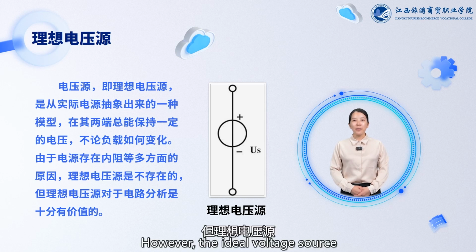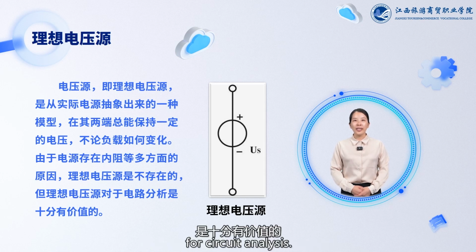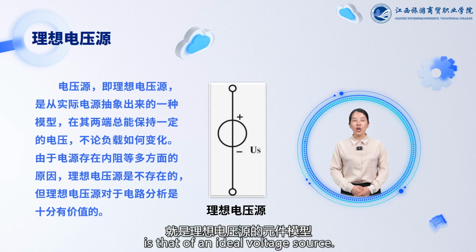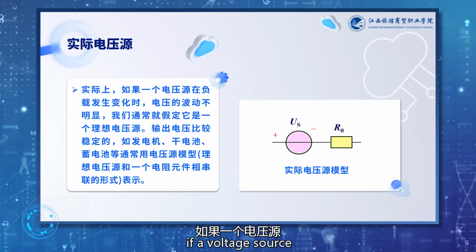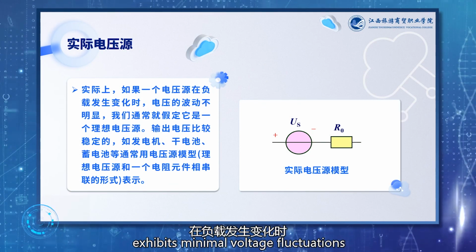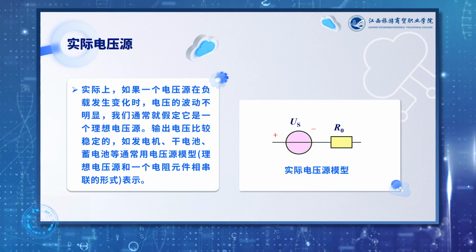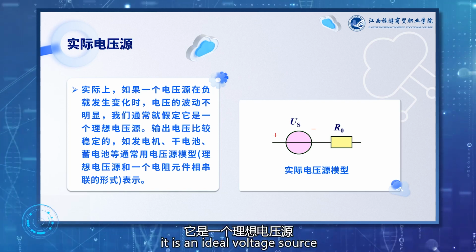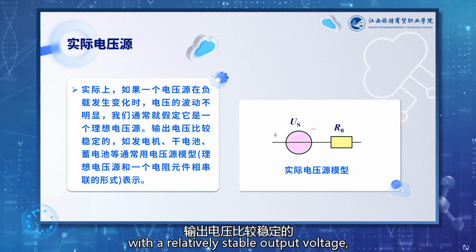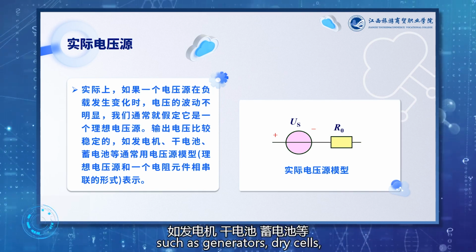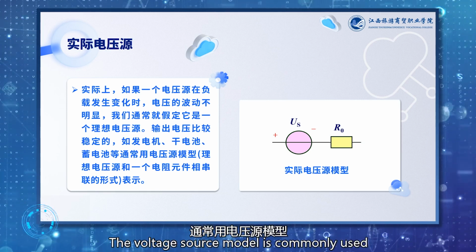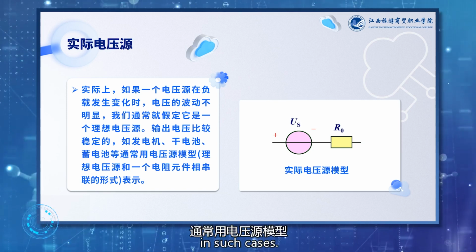However, the ideal voltage source is highly valuable for circuit analysis. The component model we see in the diagram is that of an ideal voltage source. In reality, if a voltage source exhibits minimal voltage fluctuations when the load changes, we typically make the assumption that it is an ideal voltage source with a relatively stable output voltage, such as generators, dry cells, or rechargeable batteries. The voltage source model is commonly used in such cases.